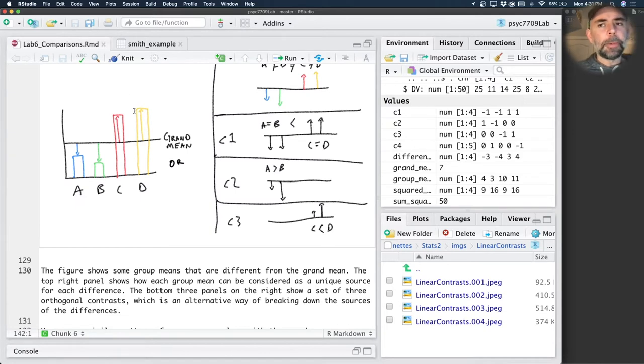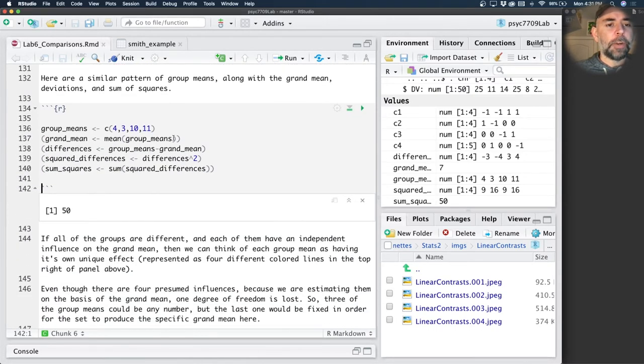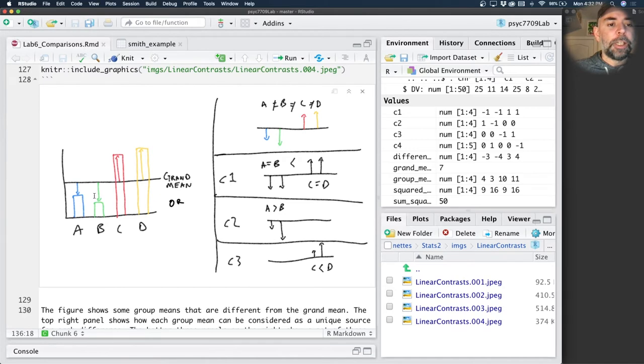All right, now before, when we talked about the score model, we could think about how we describe this value for A. We called that a 4. Well, we could say that's a 7 minus a 3, right? So it's a grand mean of 7 minus a difference of 3. That's the first number. That gets us to 4. And we could think about that for each of these scores. Now, when we do that, we're using the grand mean in our formula. We're using the grand mean to estimate each of the group means.